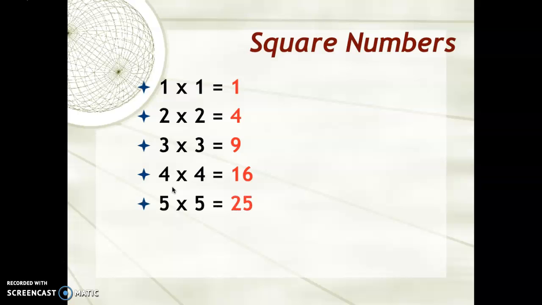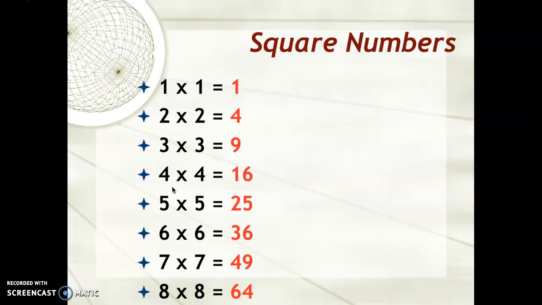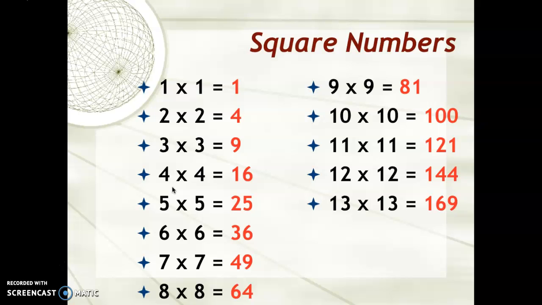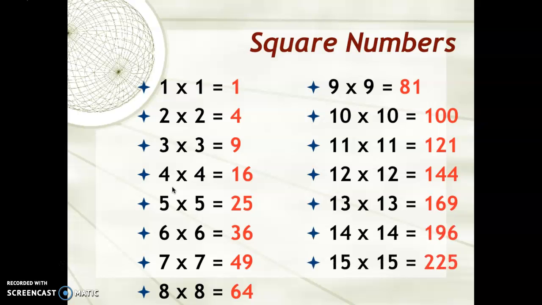So 5 times 5 gives us 25. 25 is the perfect square. 6 times 6 is 36. 36 is a perfect square. 49 is the next perfect square. 64 is the next perfect square. 81, 100, 121, 144, 169, 196, and 225.